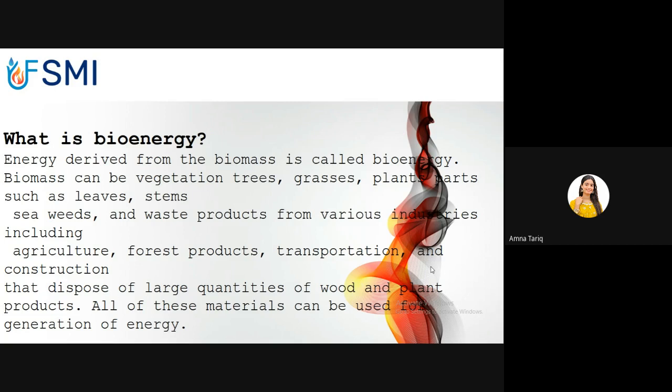Biomass can be vegetation, trees, grass, plants, parts such as leaves, stems, seaweeds, and waste products from various industries, including agriculture, forest products, transportation, and construction. They dispose of large quantities of food and plant products. All of these materials can be used for generation of energy.